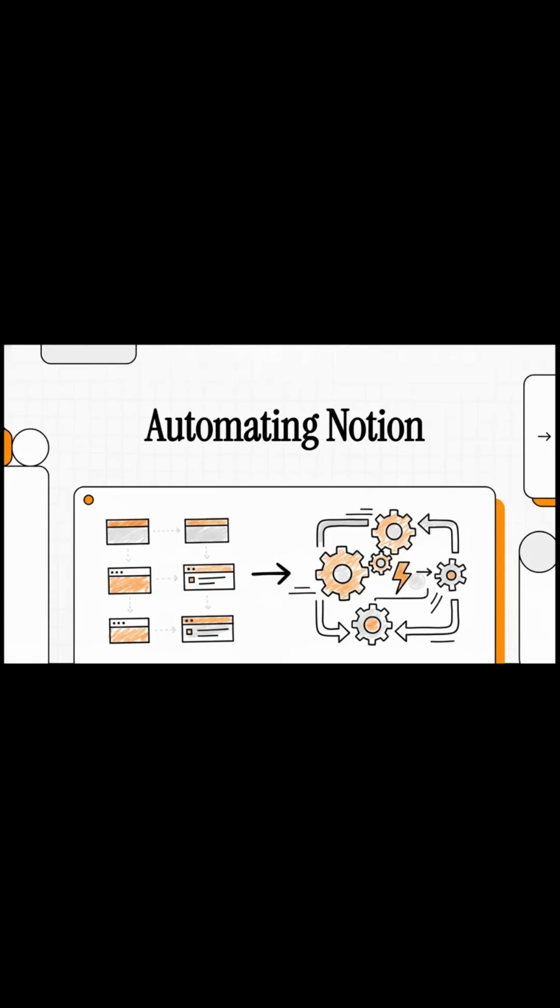Let's be real. For so many of us, Notion is basically our second brain. But sometimes, doesn't it feel more like a digital filing cabinet? It's a fantastic place to store things, but not always the best place to actually get things done. So what if we could change that?